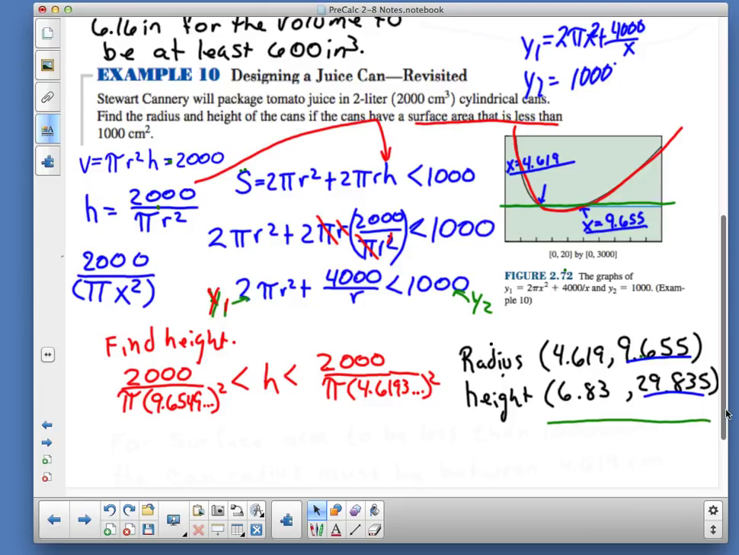Remember, smaller the radius, the bigger the height. The bigger the radius, the smaller the height. Holding the volume the same. We're good? It's my last thing, man.